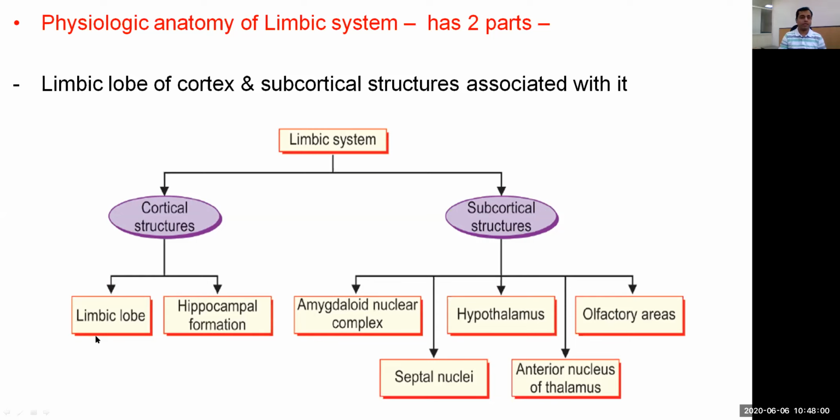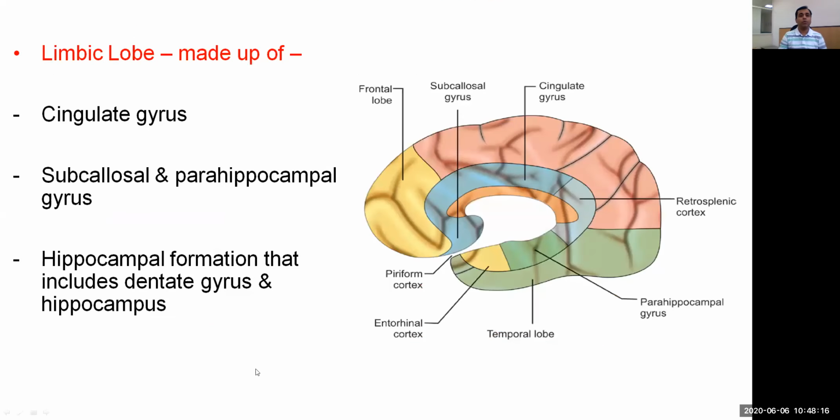Among the cortical structures, it has the limbic lobe and hippocampal formation, whereas the subcortical structures include the amygdaloid nuclear complex, hypothalamus, olfactory areas, septal nuclei, and anterior nucleus of thalamus. The limbic lobe is made up of the cingulate gyrus, as we can see here in the diagram, then the subcallosal gyrus and the parahippocampal gyrus. This is the parahippocampal gyrus. The hippocampal formation includes the dentate gyrus and hippocampus.